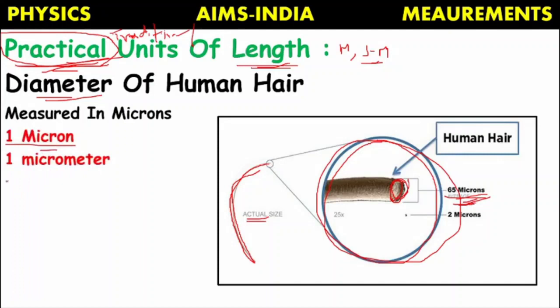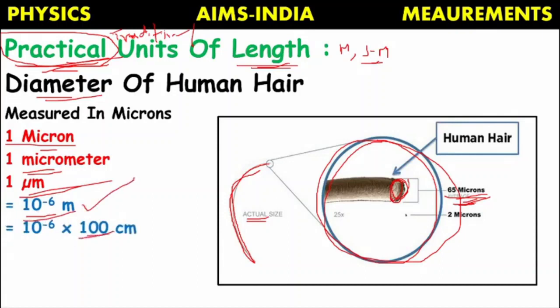1 micron is equal to 1 micrometer, or we call it mu m. Mu stands for micro here, the Greek letter mu. Its value is 10 power minus 6 meters. If you multiply with 100, because 1 meter is 100 centimeters, it will be converted into centimeters: 10 power minus 4 centimeter. Like that, human hair we can measure in microns.